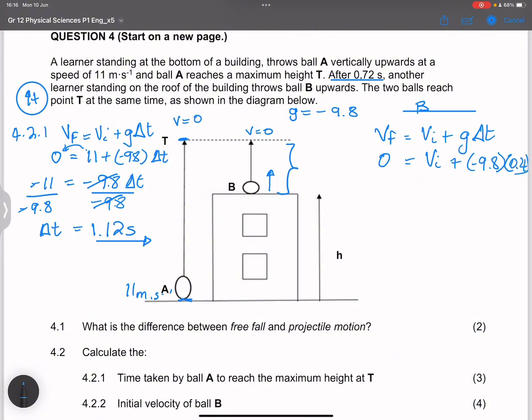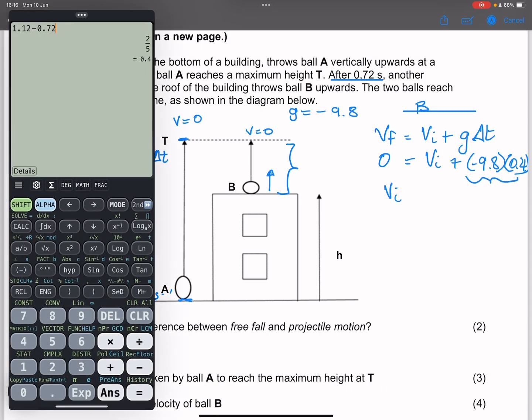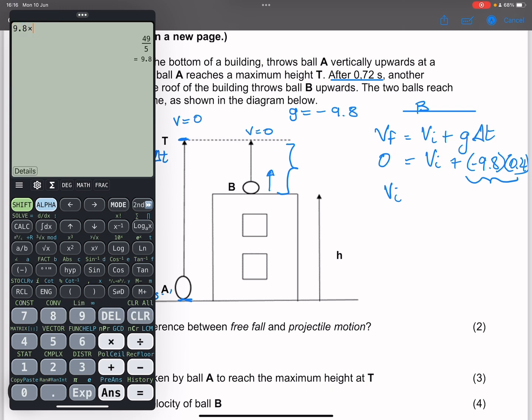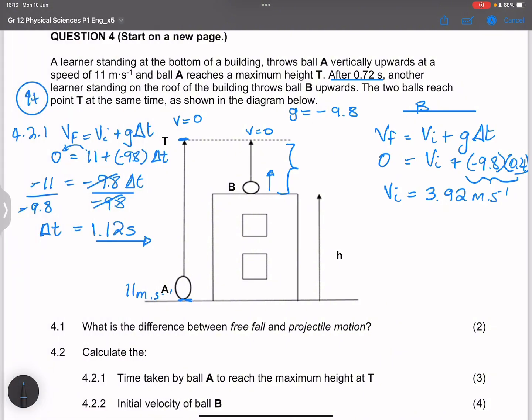Okay, so our initial velocity, right? We're going to take 9.8 multiplied by 0.4. But remember, it's going to be negative on the right-hand side. When we take it to the other side, it becomes positive. It tells us that we're throwing this object upwards. So we get an initial velocity for B of 3.92 meters per second. Now they said the initial velocity, which means we must also specify direction. So this must be upwards. Okay, so that's our initial velocity for B.